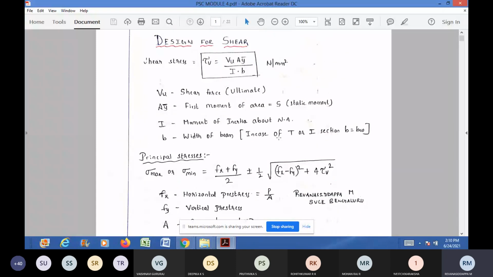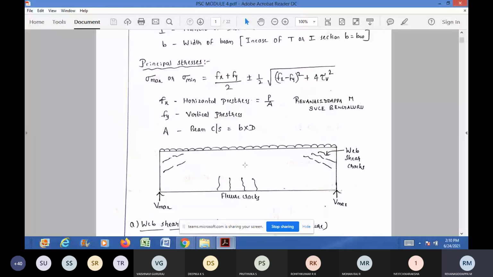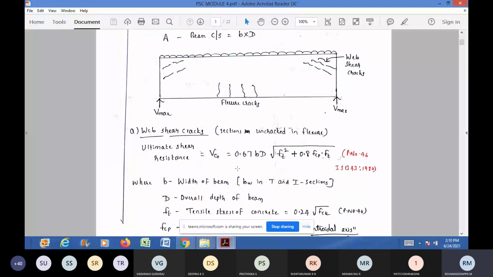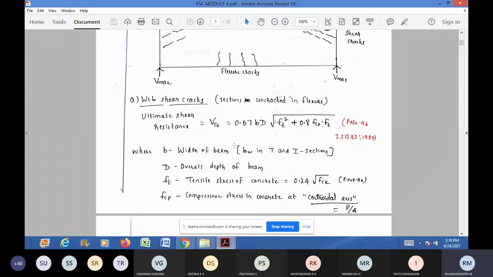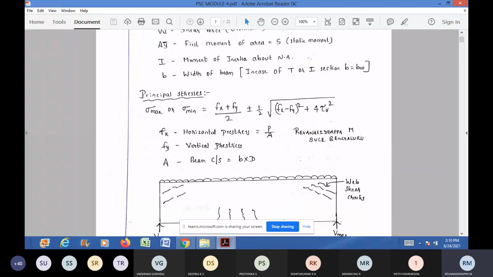We need model 4. Model 4 is also going to be a very easy model. Here, as I said, all the data will be given. You have to use this formula, and you need to find the shear stress and the principal stress. If it is a flanged section, the ultimate shear resistance will be asked. Whatever is asked, you can find it. It is a direct step problem.